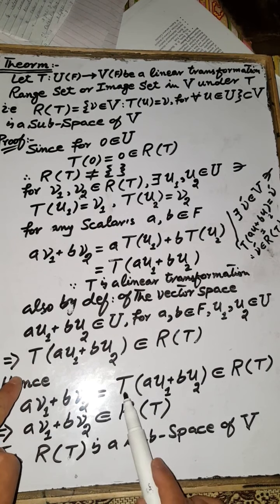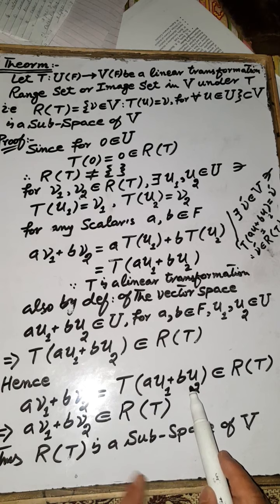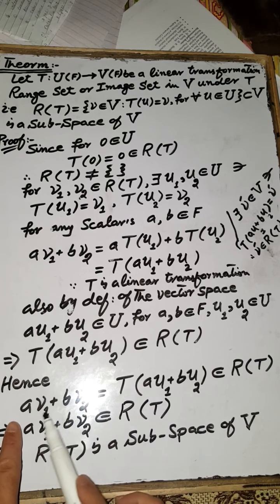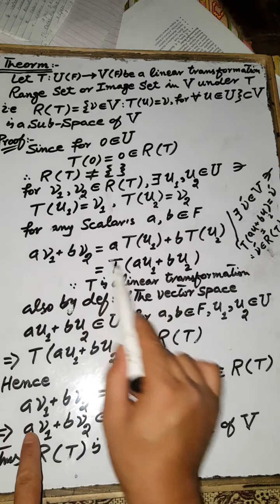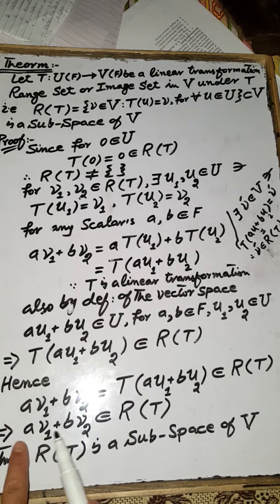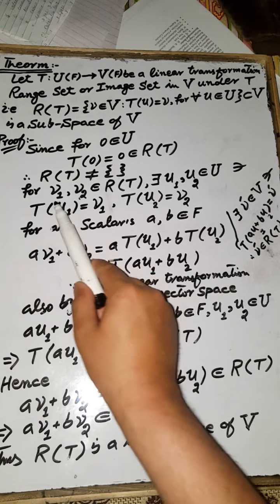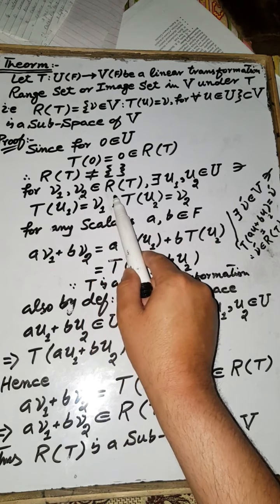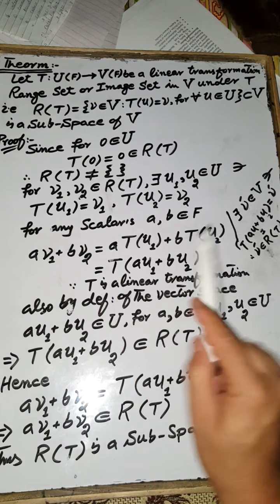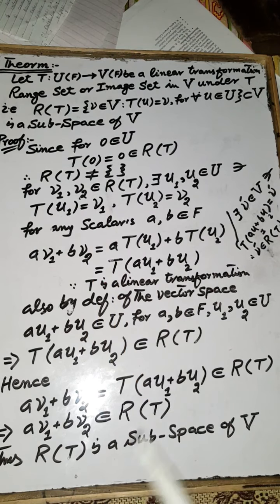But T(a u1 plus b u2) is equal to a v1 plus b v2 according to this condition. That is, this element is an element of the range of T. Hence, for any two elements v1, v2 in the range of T and any two scalars a, b, a v1 plus b v2 is contained in the range of T.